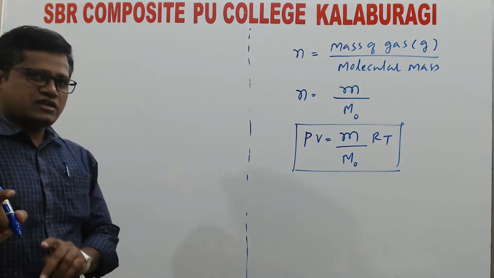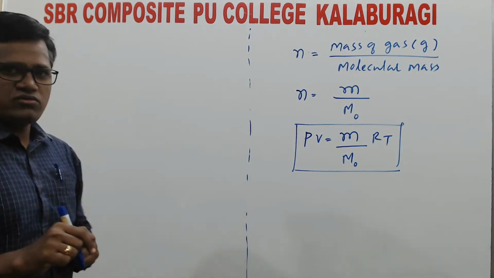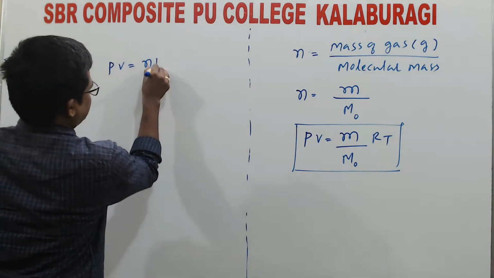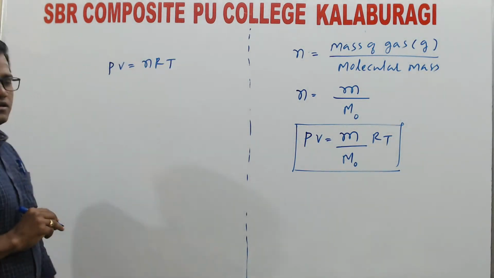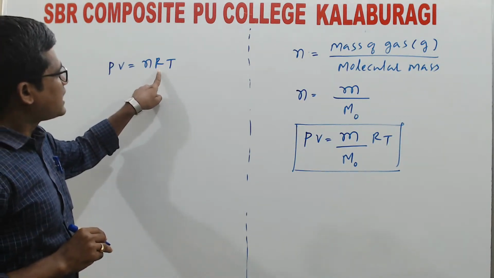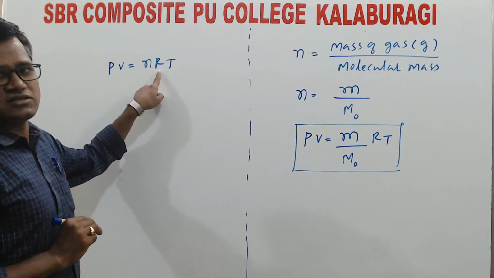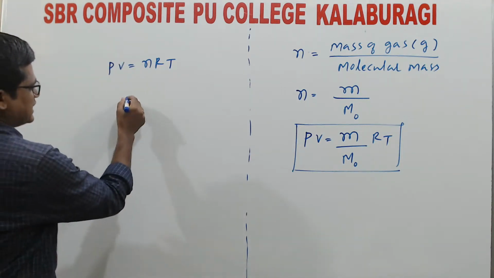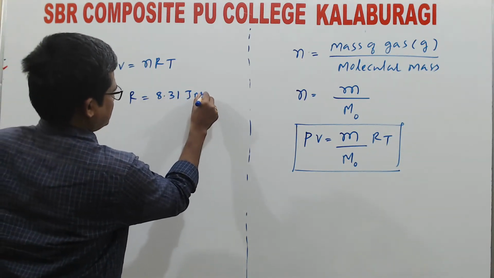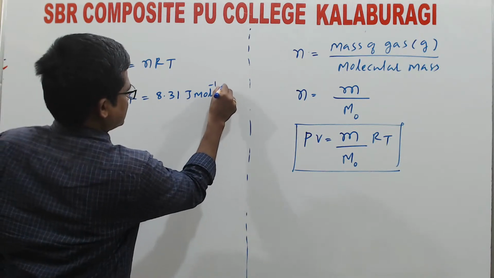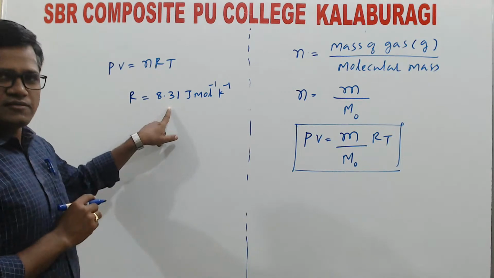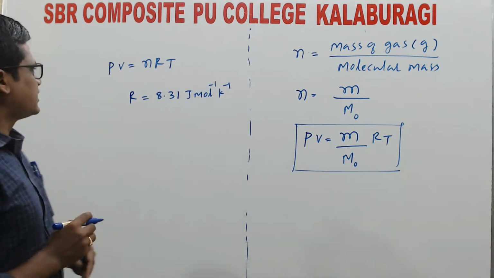Ideal gas equation, I already proved it. What is the ideal gas equation? PV equals nRT, where n is the number of moles of gas and R is the universal gas constant. Its value, I will tell you in a later class, comes out to be 8.31 joule per mole per Kelvin. We can also find its value practically, which I'll tell you in a later class.